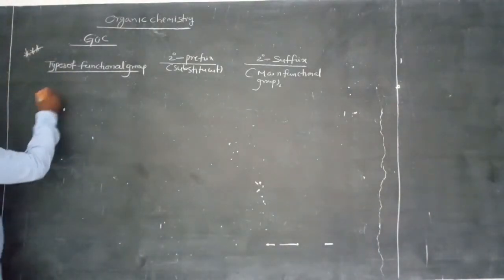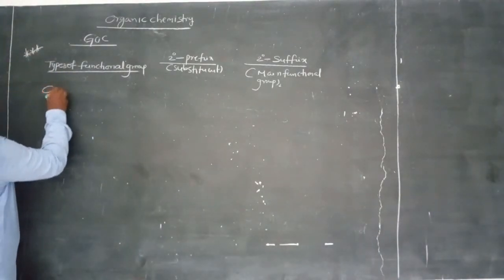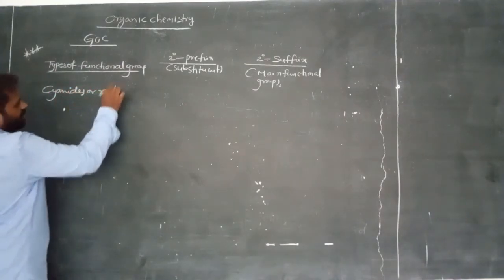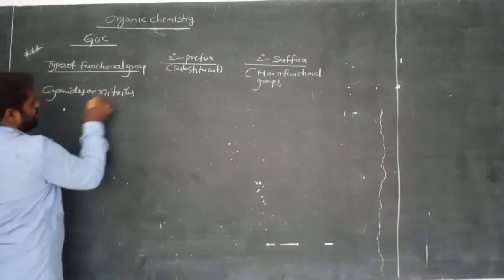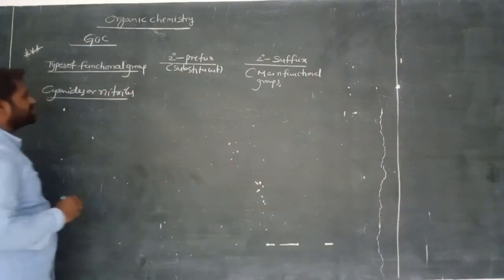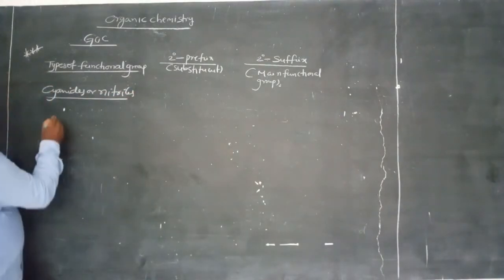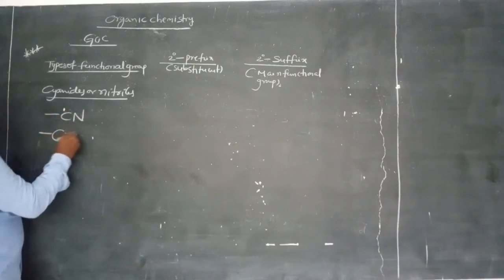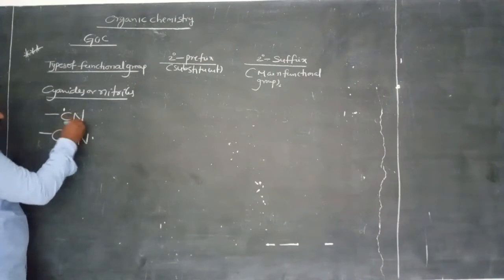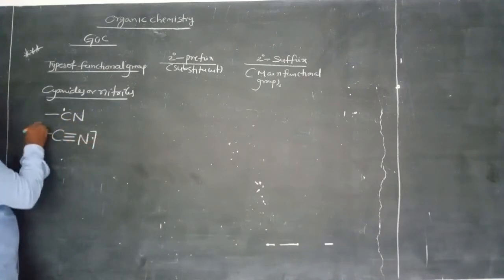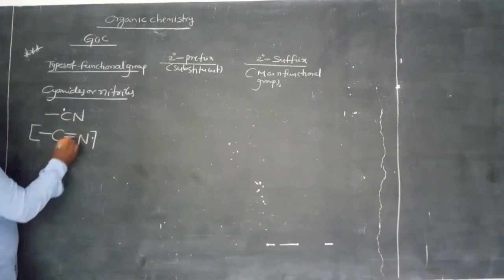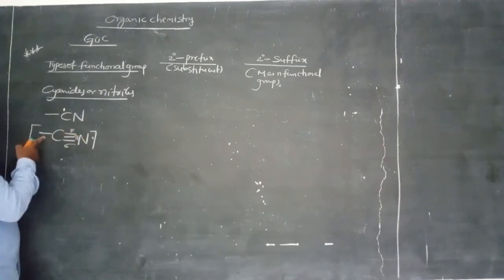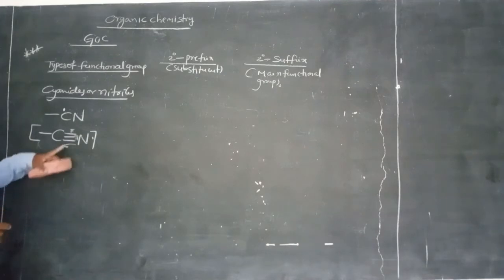Next one, cyanides or nitriles. Cyanides or nitriles. The functional group is bond CN. Its original structure is C triple bond N. Cyanides means C triple bond N. Remember this. It consists of 1 sigma bond and 2 pi bonds here. This is also a sigma bond. Remember this. Okay. 1 sigma bond, 2 pi bonds.